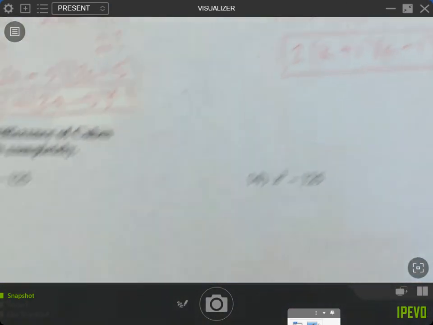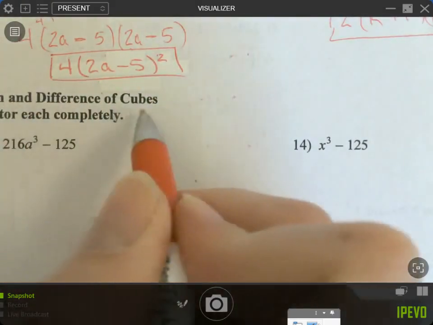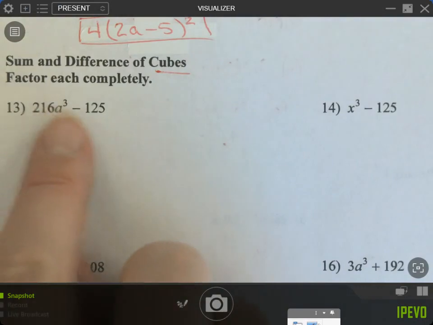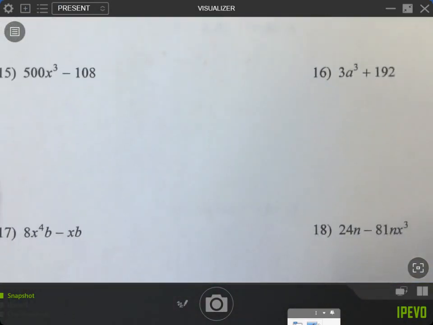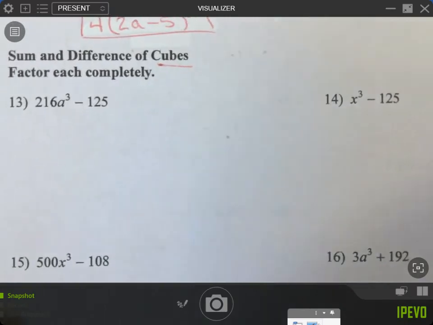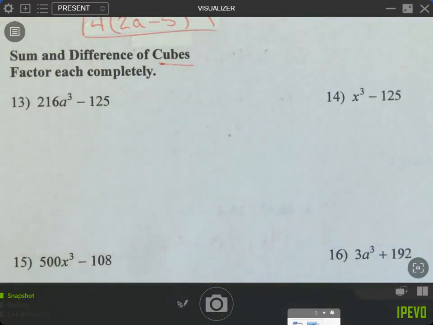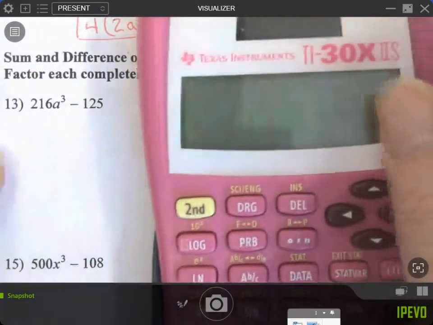Okay, now the new idea here are the sum and difference of cubes. Whenever you look at this, I still have 2 terms. If you look at all of these problems, they all have 2 terms. What stands out is this power of 3. So that's one tip that I know it's cubic. Now, the other thing is to be familiar with cubic numbers.